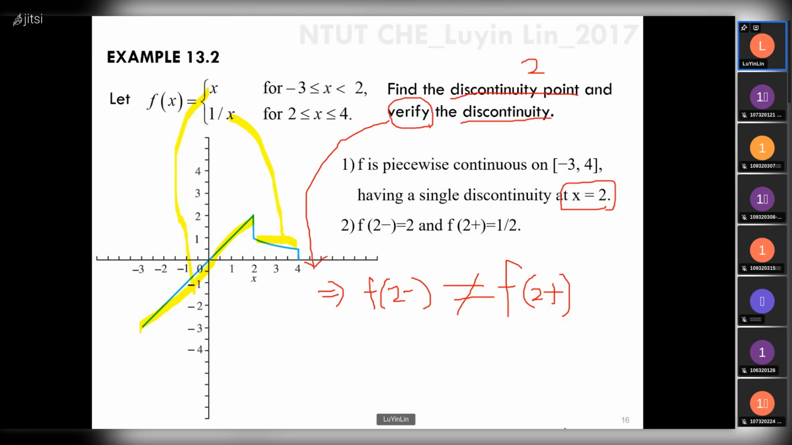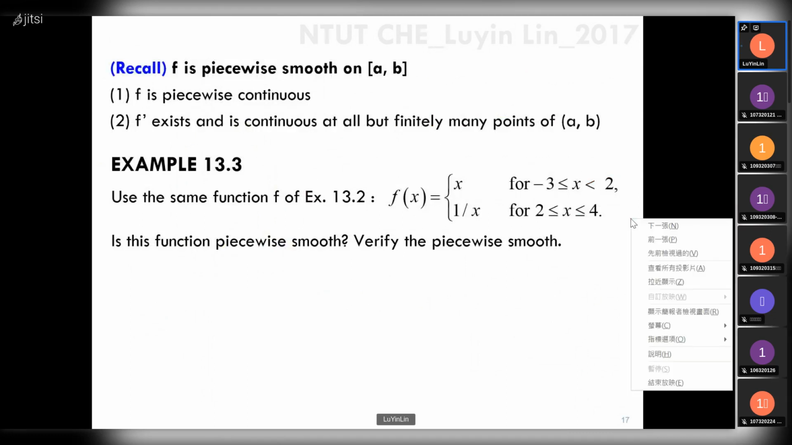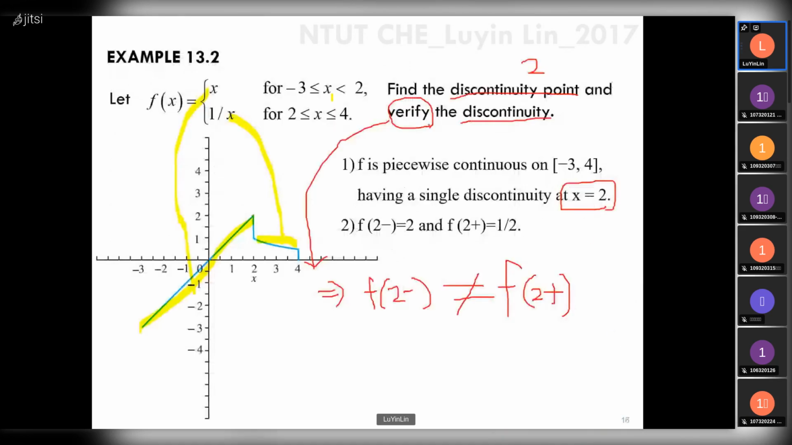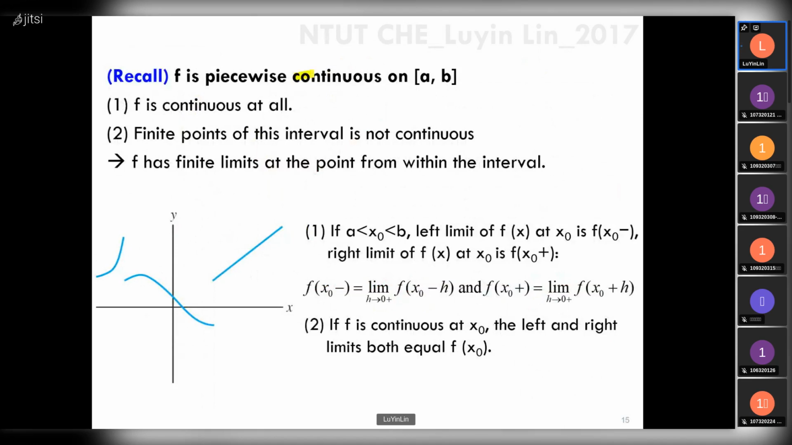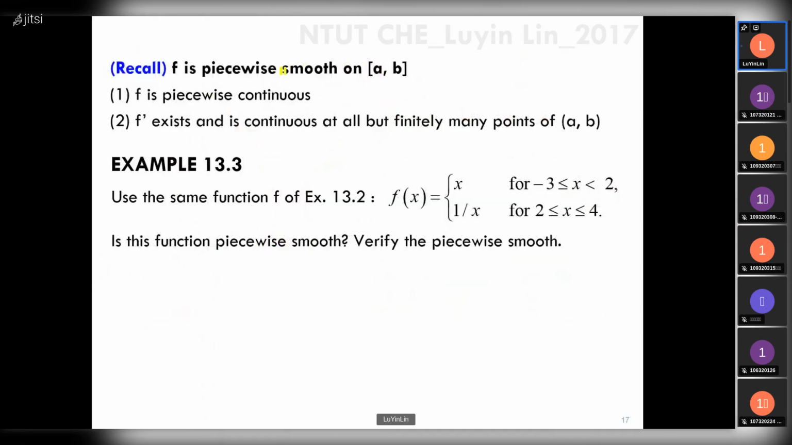Okay. Then, what is piecewise smooth? The last topic was piecewise continuous. Now it is piecewise smooth. What is the requirement for piecewise smooth? First, f should be piecewise continuous. Then, to check smoothness, you have to check f prime.